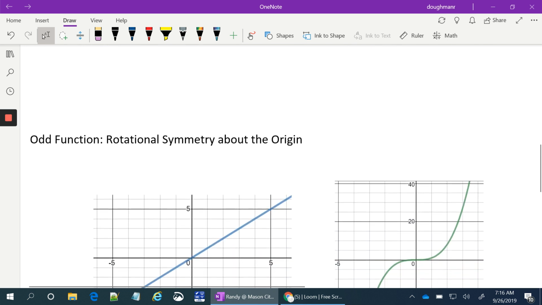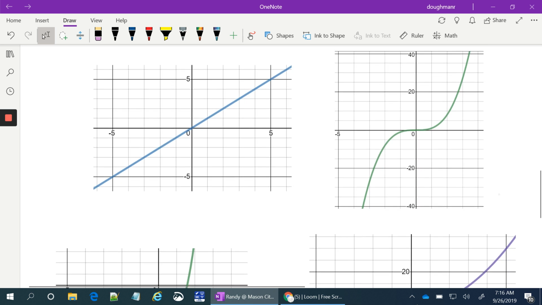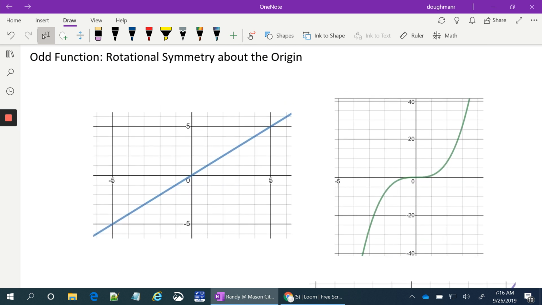The next is odd functions. Odd functions have rotational symmetry about the origin. Once again, they don't have to pass through the origin, but you look at the graph and just think about picking it up and flipping it 180 degrees, left or right. So I'll give you an example here. Let's go ahead and trace over. Hopefully you notice that this is a cubic function.